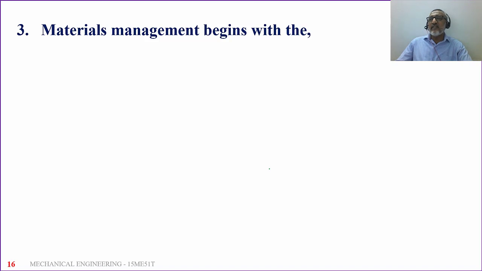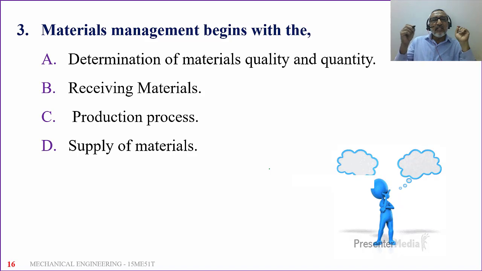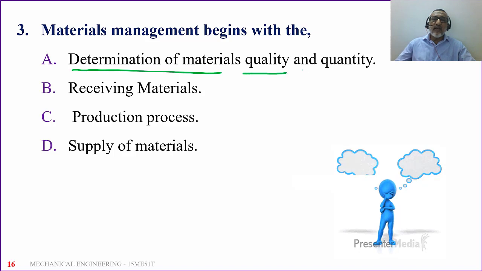Material management begins with which first step? Determination of the material quality and quantity, receiving materials, production process, supply of materials. ಇದರಲ್ಲಿ ಯಾವುದು ಮೊದಲನೇ ಹೆಜ್ಜೆ ಮೆಟೀರಿಯಲ್ ಮ್ಯಾನೇಜ್ಮೆಂಟ್ ಇದು ಅನ್ನುವಂಥದ್ದು. Obviously the first one is the right answer. So determining the material with respect to its quality and with respect to its quantity, this is the first step in material management. So this is the right answer.